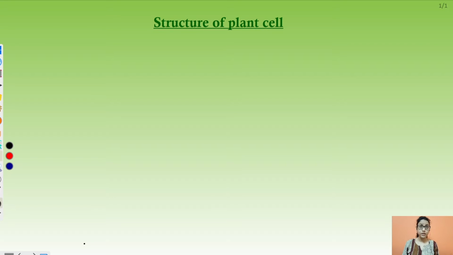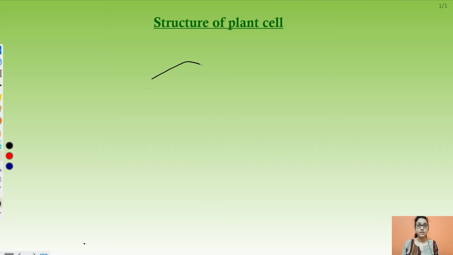So, when we are going to discuss the structure of plant cells, there will definitely be the presence of a well organized nucleus. To study the different parts of this plant cell, at first we have to draw a diagram, then we will discuss the different cell organelles which can be found in this plant cell.